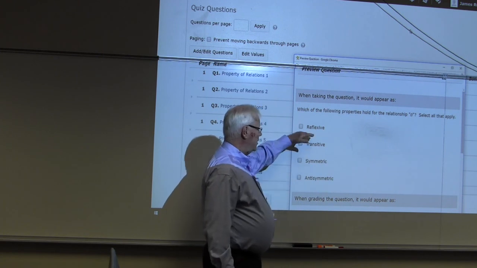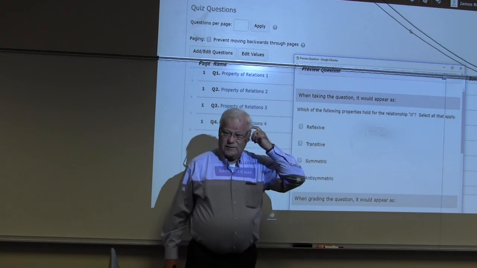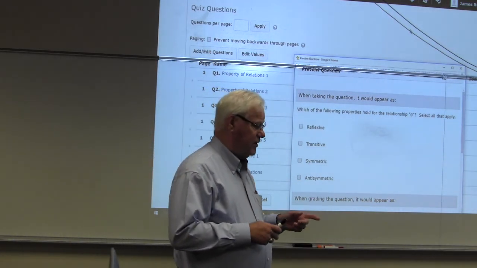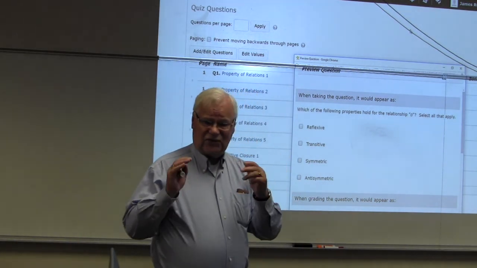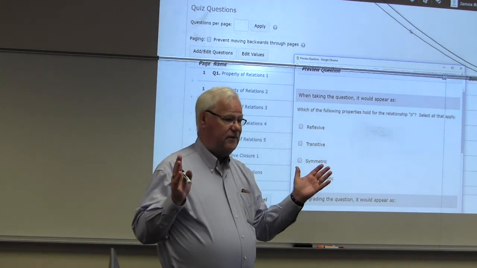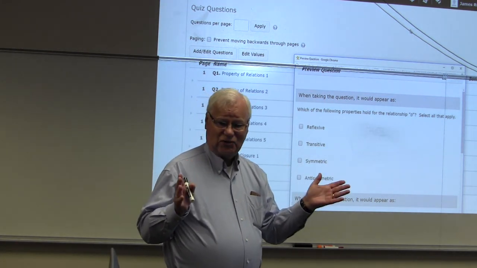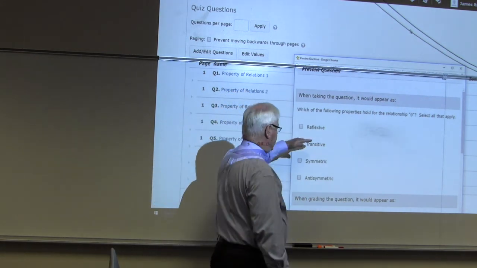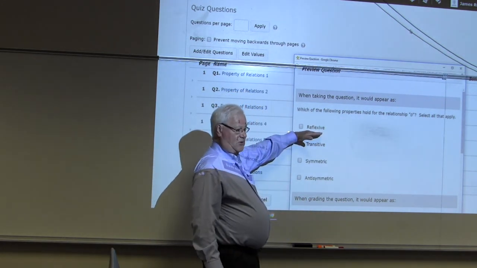So, is the empty set reflexive? Yes, because remember the if statement. If the first part of the if statement is false, what do we know about the if statement? It's true, right? Okay. So therefore, it is reflexive because there is no element in the poset.